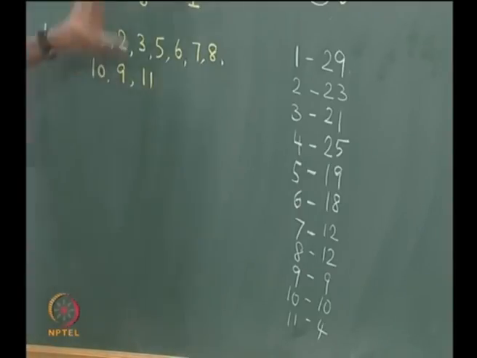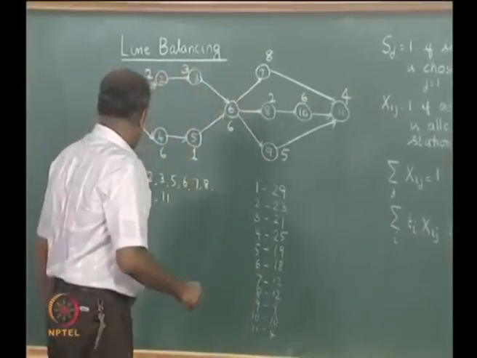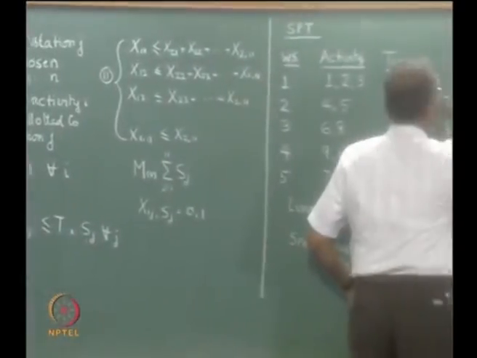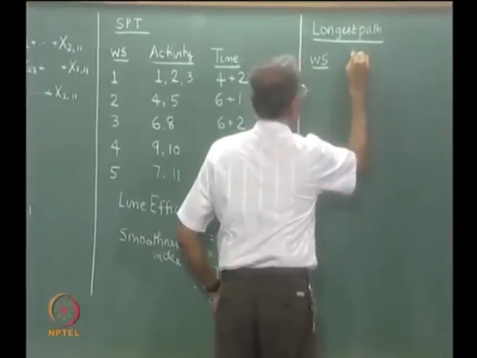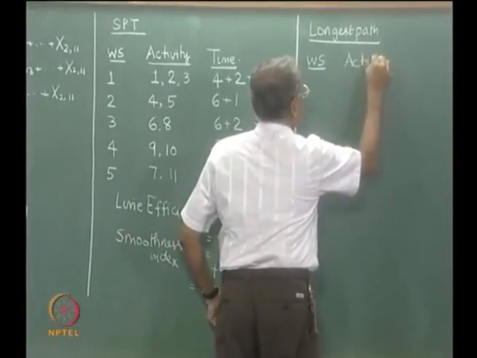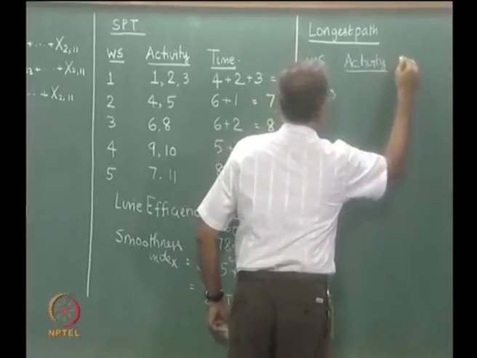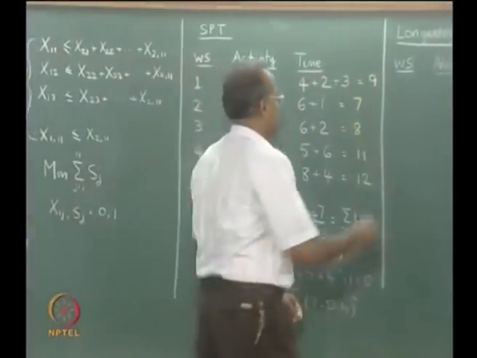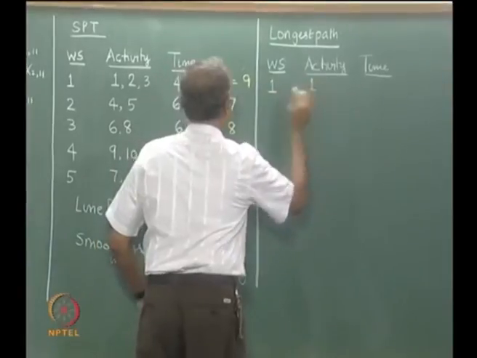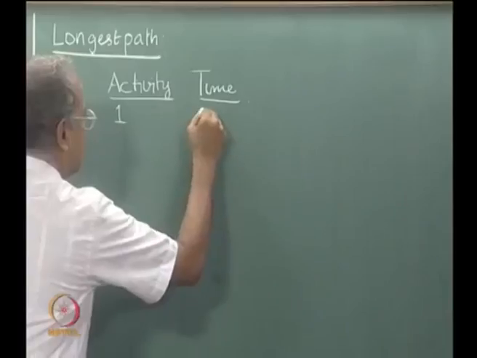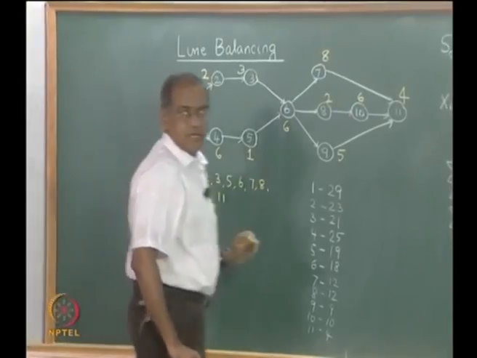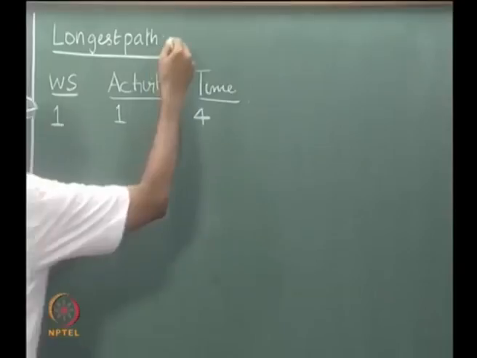Now, we use this information and develop another heuristic. Such a heuristic would start like this. So, once again we have workstation, activity, and time. We start with workstation 1, and activity 1 is assigned to workstation 1 with time equal to 4. Now, the moment activity 1 is assigned, we have 2 and 4 that are available.